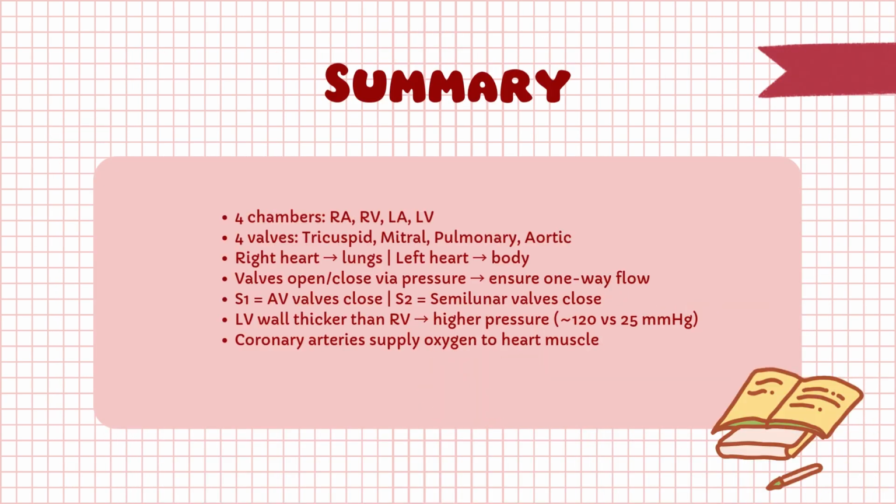Let's recap the most important points. The heart has 4 chambers: RA, RV, lungs, LA, LV, body. AV valves, tricuspid and mitral, and semilunar valves, pulmonary and aortic, keep blood flowing forward. The left ventricle is thicker because it pumps against higher resistance. The interventricular septum is key in contraction. The heart gets its oxygen from the coronary arteries.